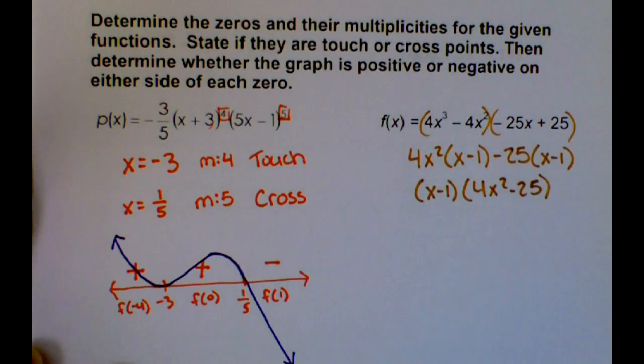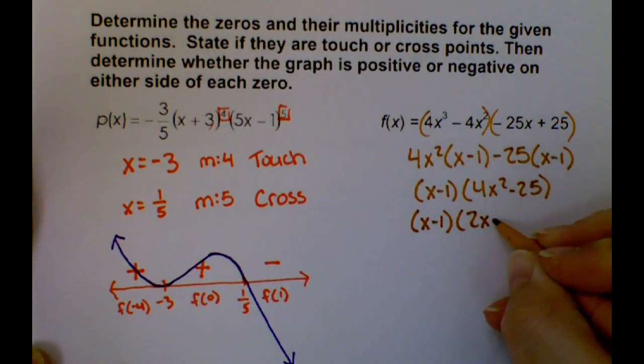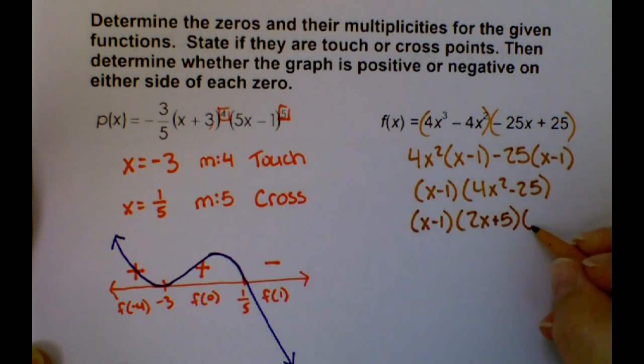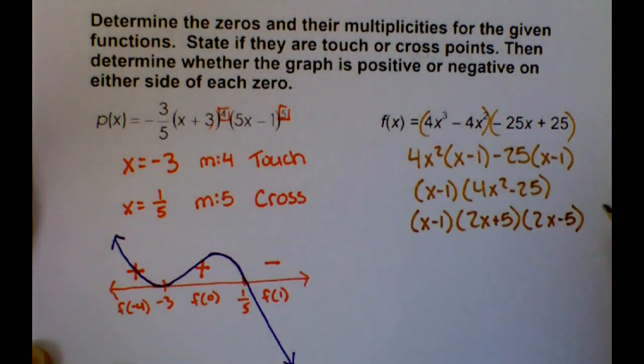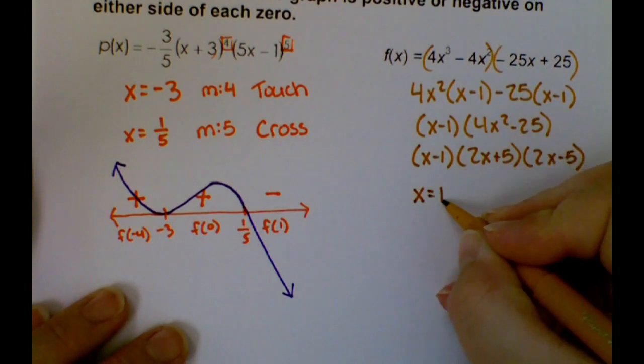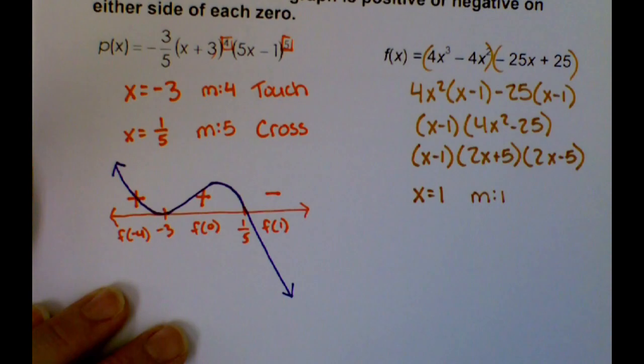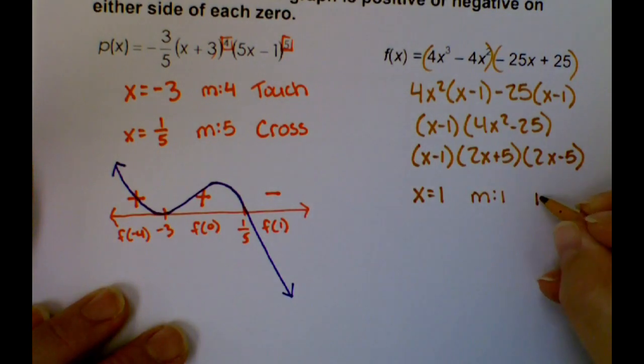And 4x² − 25 can factor again into (2x + 5)(2x − 5). Now to get my zeros, I set each factor equal to 0. So I get 1 with a multiplicity of 1 because there's no extra exponent on there, which means this is a cross point.